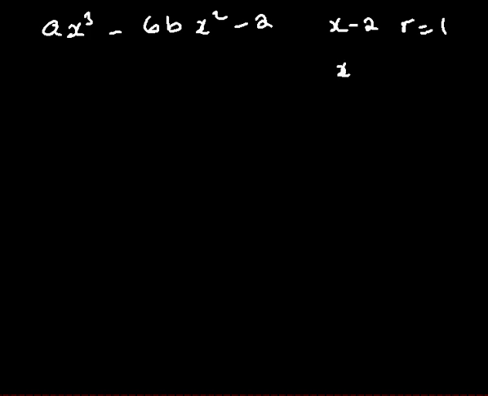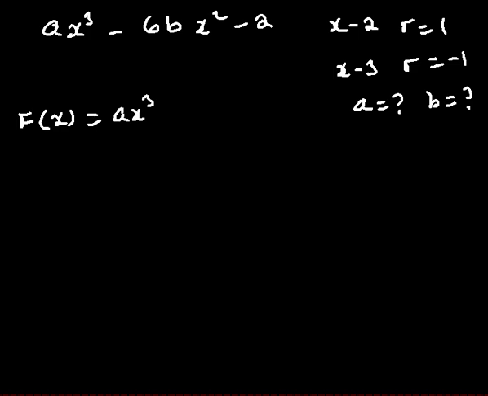When divided by x minus 3, the remainder is given as, let's say, negative 1. What do you think are the value of a and also the value of b, if that is the case? Principle remains the same. We should have to express that as a function. F of x is equal to ax to the power 3 minus 6b x squared minus 2, like that.